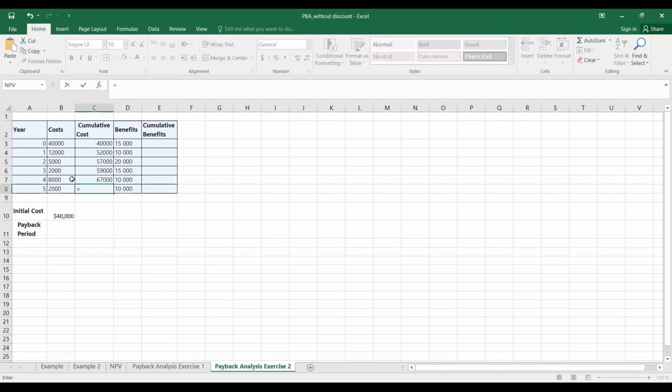Next up is the cumulative cost for year 5, so total cost of year 4 plus the costs for year 5. That gives us a total value of $69,000 as your total cumulative cost for year 5.